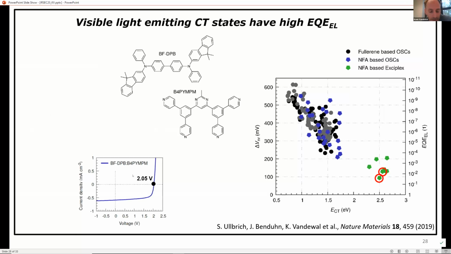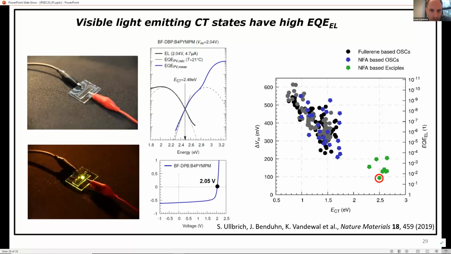You can see we can get, in this case, VOCs over 2 volts, 2.05 volts, with a CT state energy of 2.5 volts. So again, here we have about 0.4, 0.45 eV voltage losses, which is much lower than the typical 0.6, 0.7 eV voltage losses. So we have severely reduced non-radiative recombination here. This particular device is a solar cell which absorbs blue light only, and when you drive it in the forward regime, it emits light, yellow light in this case.